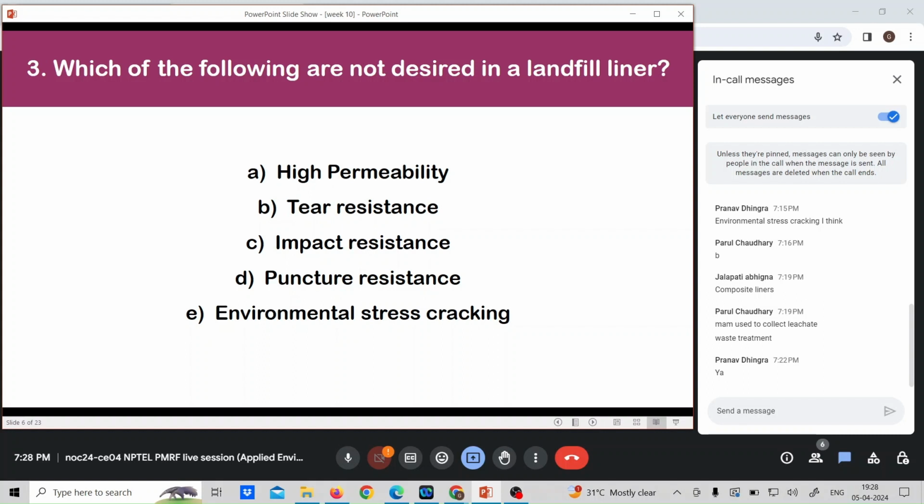But in the case of environmental stress cracking, what happens is that the pressure or force is not very high such that this happens instantaneously, but a mediocre pressure or force over a longer period of time damages the liner. Okay. So it should be environmental stress cracking resistance in this case. And I have clearly asked which of the following are not desired in a landfill liner. So it's high permeability and environmental stress cracking. Both of them are the answer.